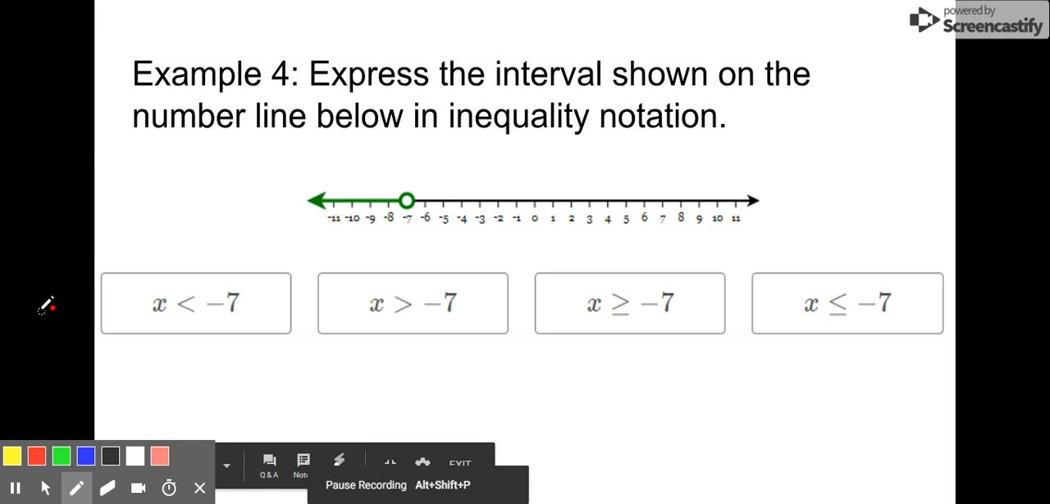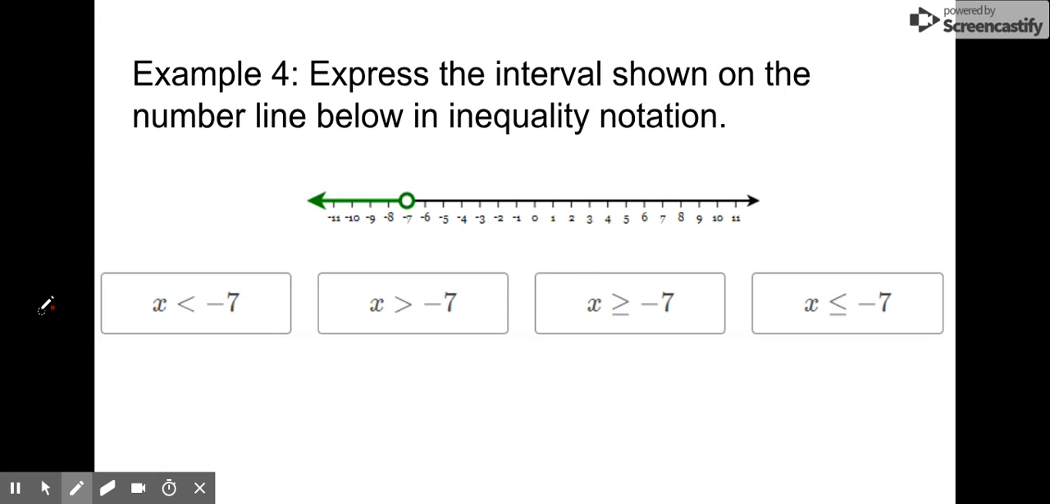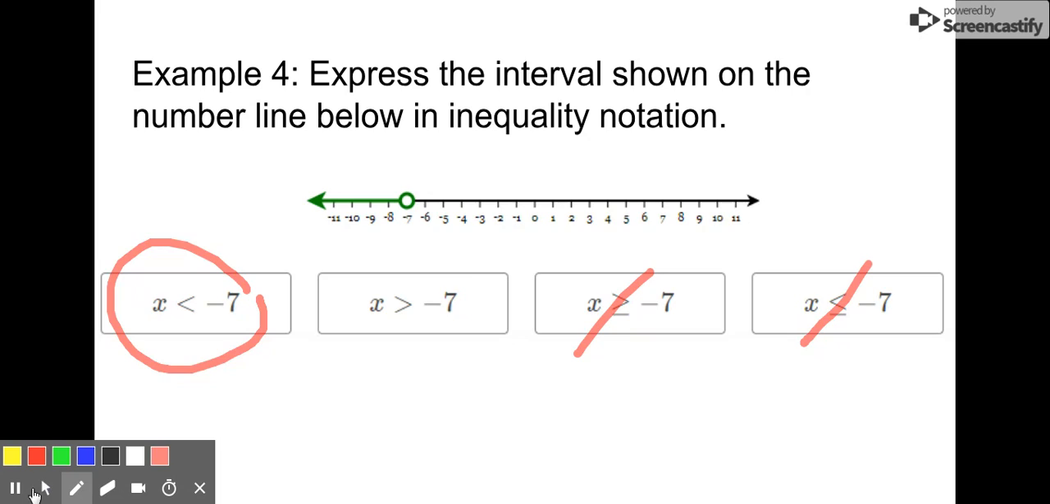And our last example shows an open circle around -7. So we know it's not an equal to problem, right? Because we have the open circle and it's shading to the left. So we need numbers that are smaller than -7. So that's got to be x is less than -7.